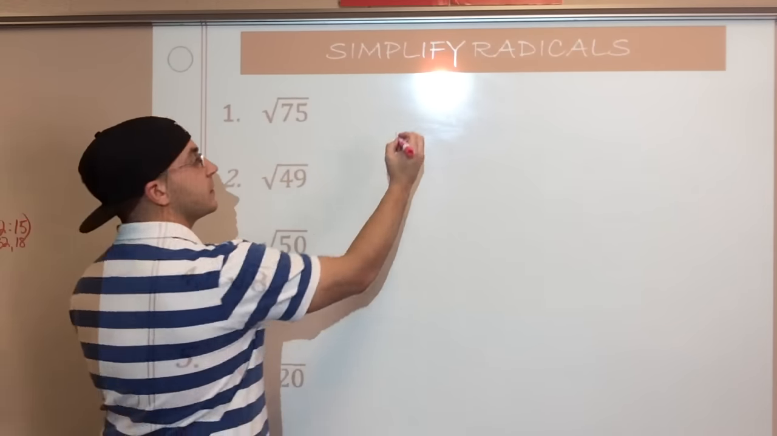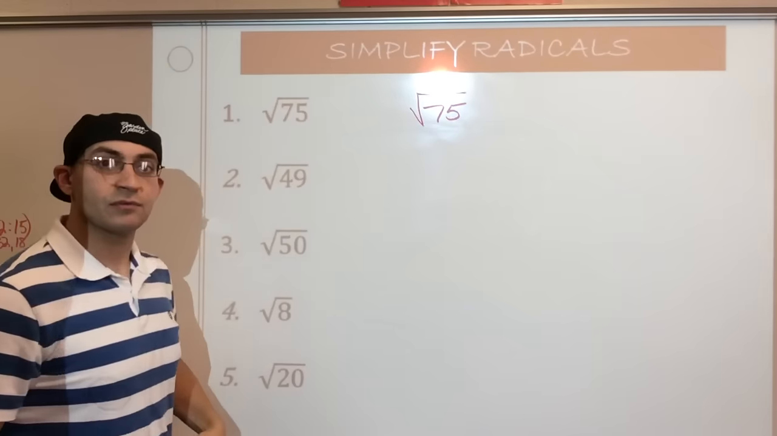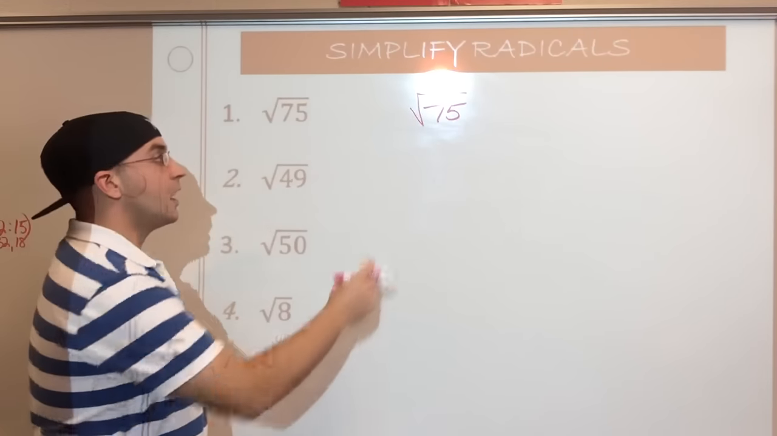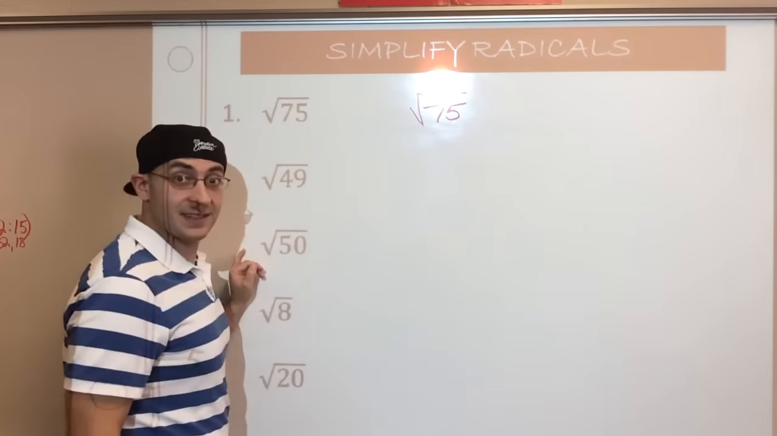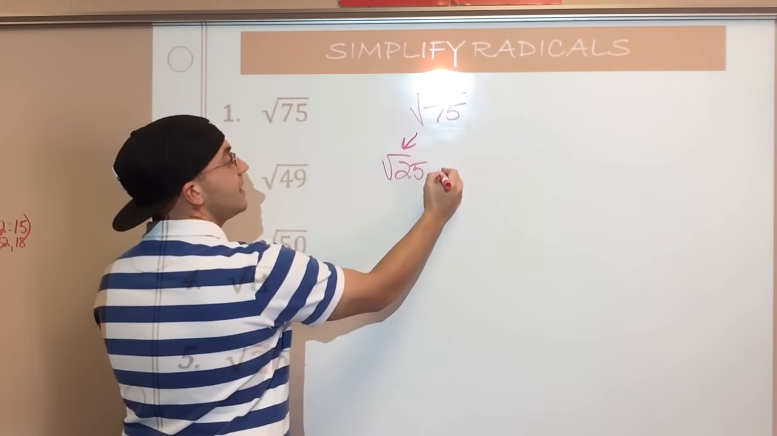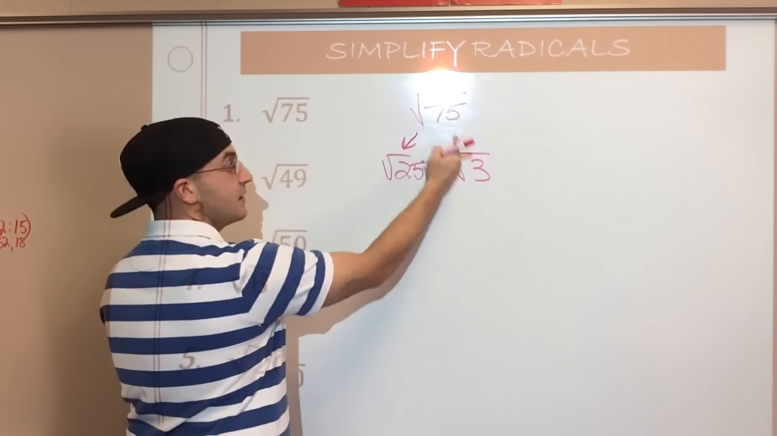Let's go with the square root of 75. Now, I know some of the bigger numbers may be more challenging, but remember from the last slide what we're looking for: perfect squares. I know 25 is a perfect square that fits in there nicely, isn't it? So if I can break this down, I've got the square root of 25 times the square root of 3, because 25 times 3 gives me 75.